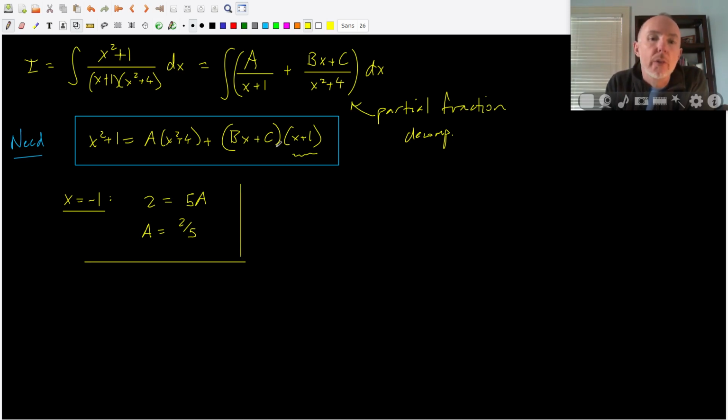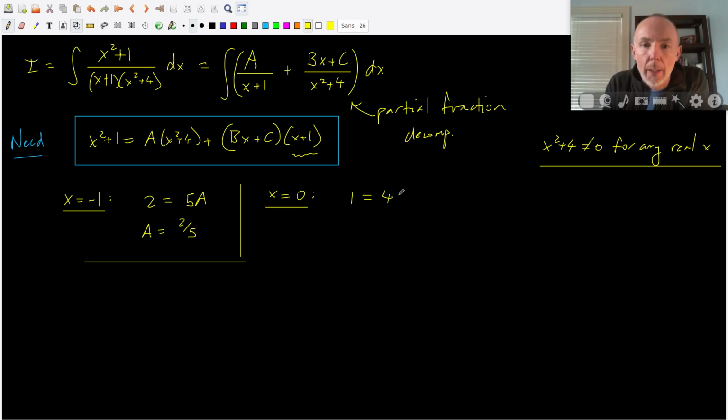And there are no zeros for x squared plus 4, right? Because the whole point of this being irreducible is that x squared plus 4 is never equal to 0 for any real value of x. That's where we started with this problem. So there's no easy value to plug in here, so the easiest may be just starting with 0. If I plug in 0, I get 1 is equal to 4a, is that right? Plus, well, the b is going to drop out, so we're going to be left with c. There we go.